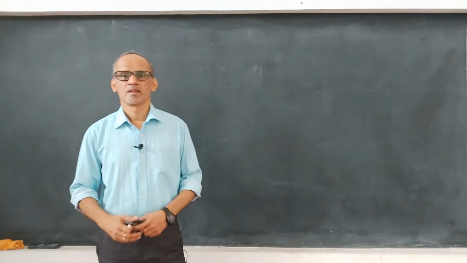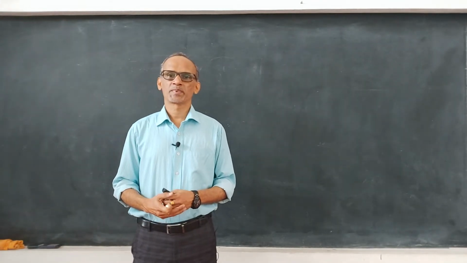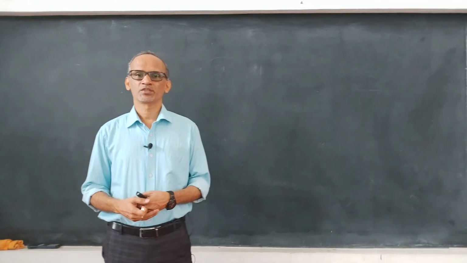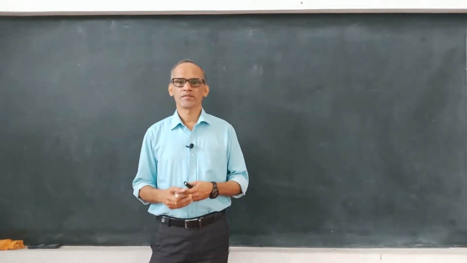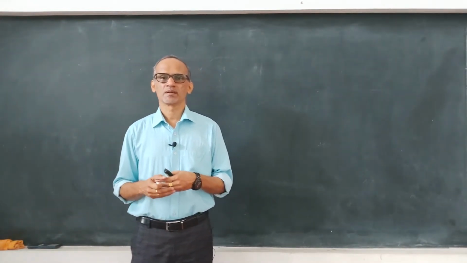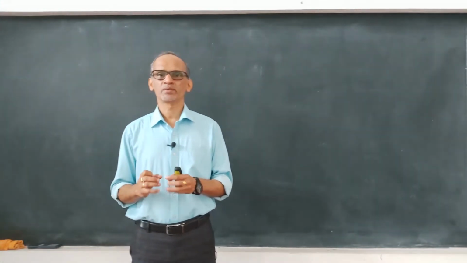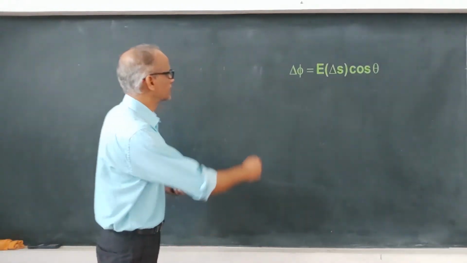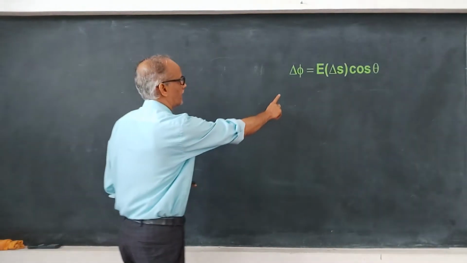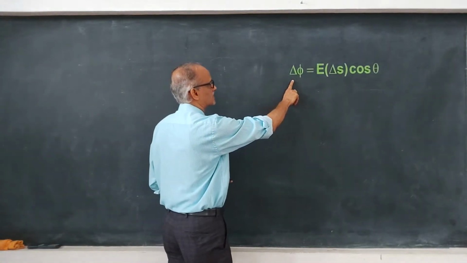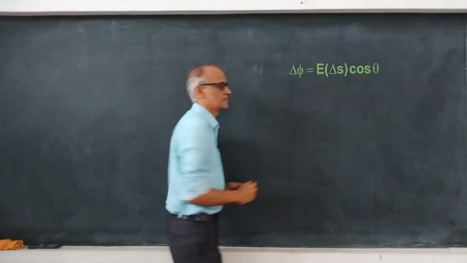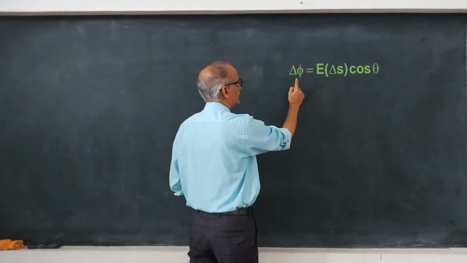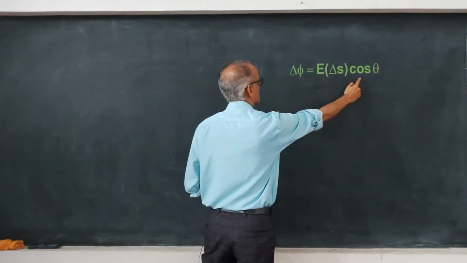Dear students, in the last class I explained an important concept called electric flux. So, what is the definition of electric flux? The number of electric lines of force passing normally through a given surface is called electric flux. Mathematically, we can measure electric flux through a small surface having area delta S in an electric field E, given by delta phi is equal to E delta S cos theta.